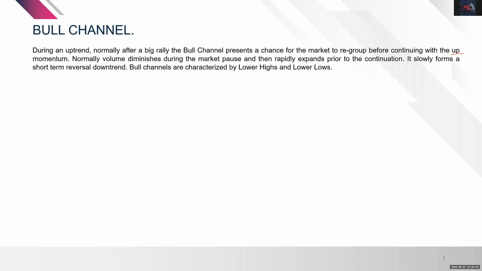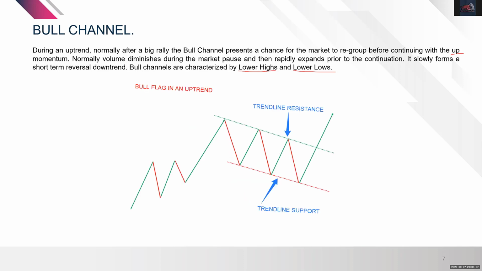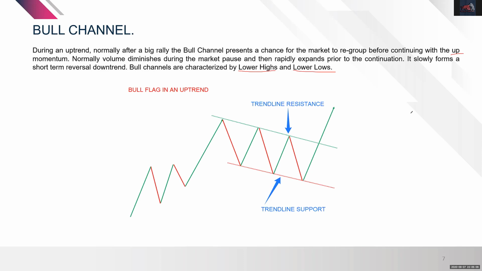Bull channels are characterized by lower highs and lower lows. Remember, bear channels are characterized by higher highs and higher lows. Here's an illustration of a bull flag. We've got the market moving to the upside here, right? You can already see that the market is in an uptrend, but then there's this consolidation that happens here.